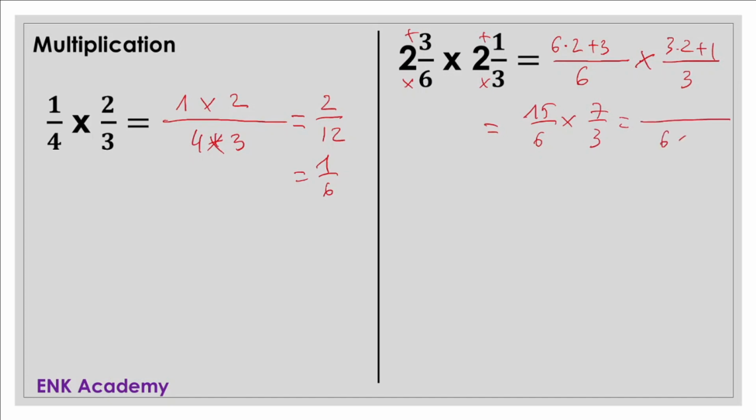In principle, we have 3 times 6, and then 15 times 7. So 15 times 7 is 105, and then 6 times 3 is 18. So writing this as a mixed number, 18 goes into 105 5 times, and then 18 times 5 is 90, so the remainder will be 15 over 18. And this can be further simplified. We divide by 3 on both sides. We have 5 over 6.